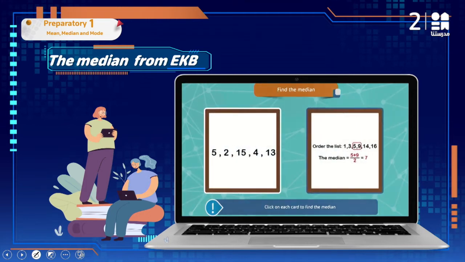To find the median for the set of values, we first put the values in ascending order as shown. We can see that the number of the values is even. So to find the median, we get the sum of the two middle values, 5 and 9, and divide them by 2. Therefore, the median is 7.